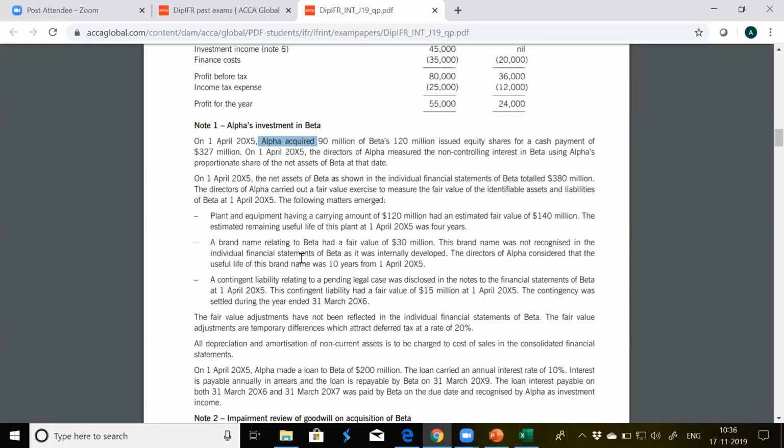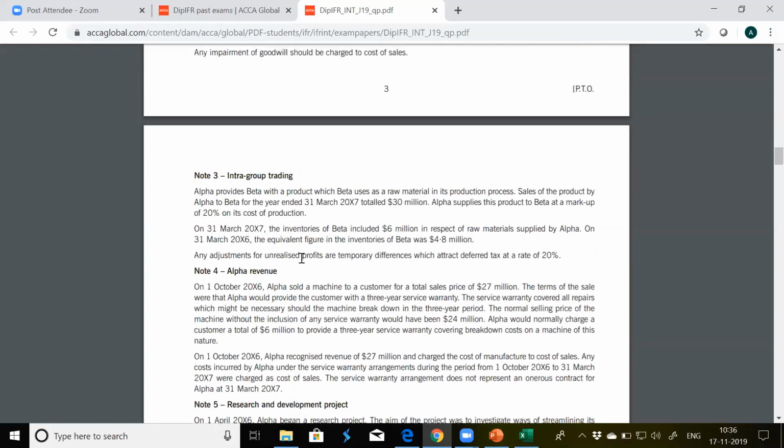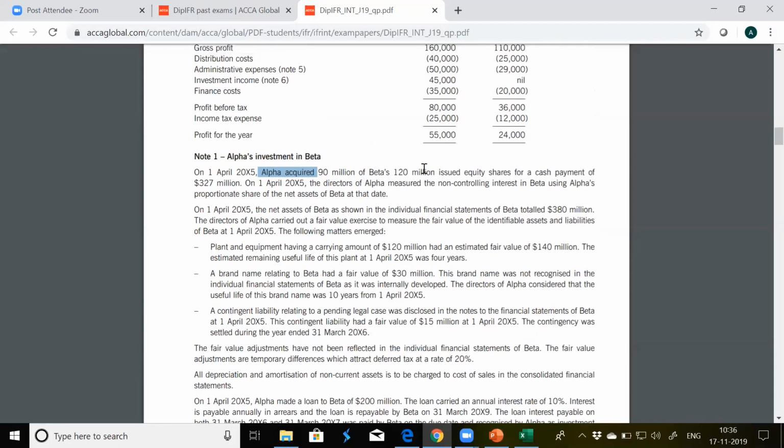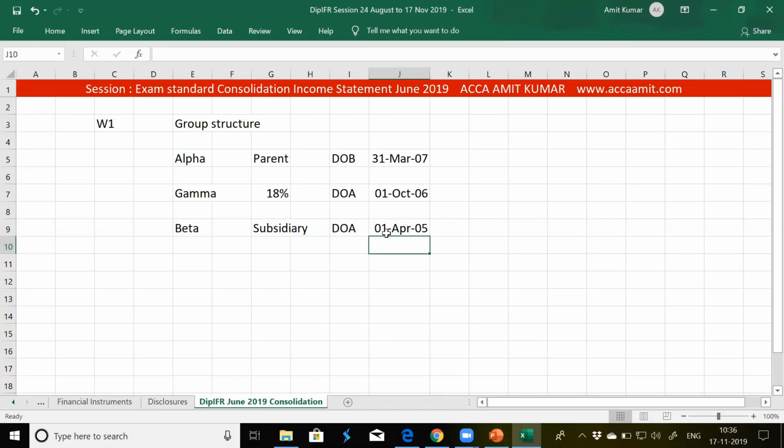And how much is the stake? Alpha acquired 90 million shares out of 120. That means what is the percentage? 90 by 120, which is a 75% stake in Beta. How much is NCI? 25%. This is the group structure.